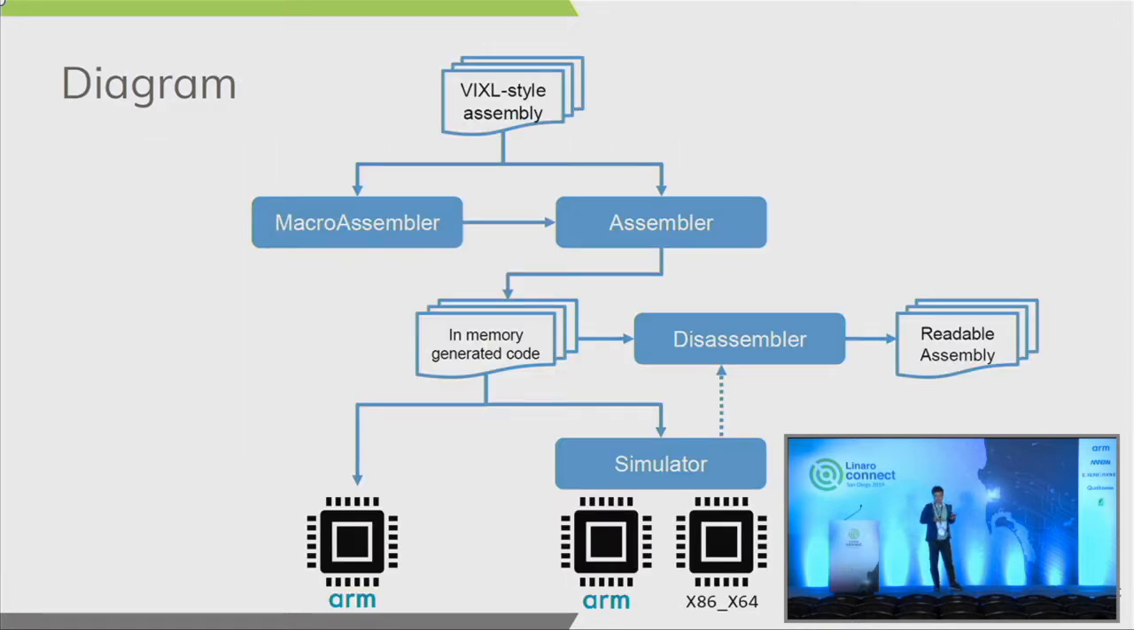This is the overall picture of VIXL. The programmer writes code in the API, and note that the macro assembler doesn't emit code directly. It always goes through the assembler, and then generates code. Once we have the generated code, we can run it natively on an ARM machine, or run it on our simulator, either on an AArch64 machine or another machine.